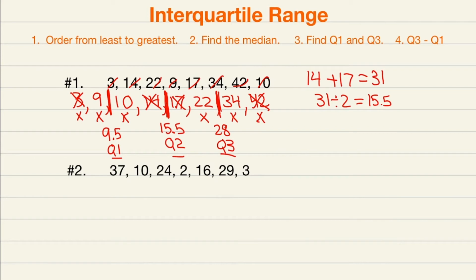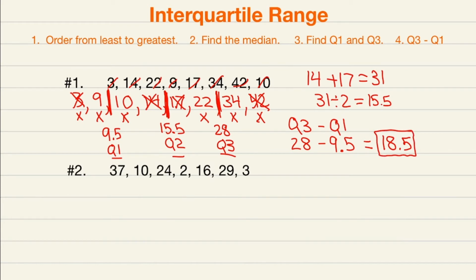And now we've done all the hard stuff. Now we just have to find our interquartile range. And the interquartile range formula is simply Q3's value minus Q1's value. In this case, we found Q3 to be 28, and our Q1 value was 9 5/10. So if we subtract those, we're going to get our interquartile range of 18 5/10 for our first one.